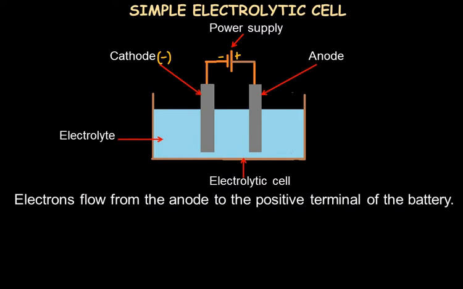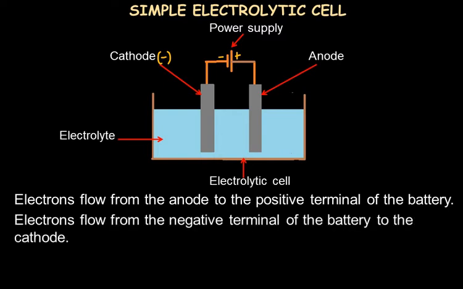Electrons flow from the anode to the positive terminal of the battery, and then electrons flow from the negative terminal to the cathode. Now there is a difference. At the anode, electrons flow from the anode to the power supply, and for the cathode, electrons flow from the power supply to the electrode, that is the cathode. That's the main difference between anode and cathode, the direction of the electron flow. So you can say that electrons flow in the external circuit.